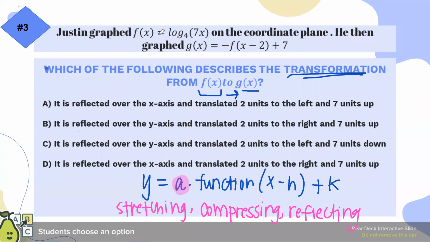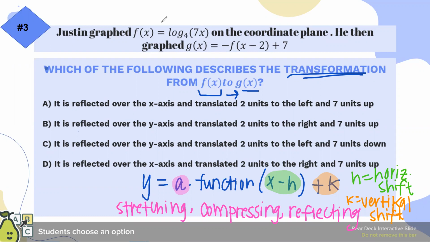Our h value is next to the x, so we never trust it. Our h value is always opposite what we think, but h always told us the horizontal shift, and k always told us the vertical shift, up and down.